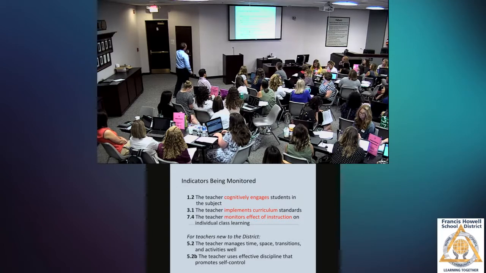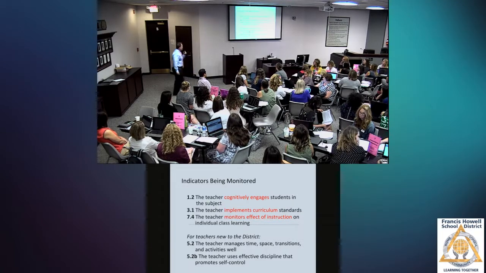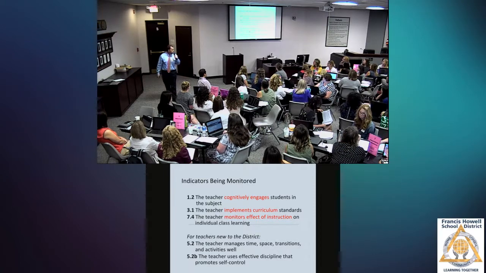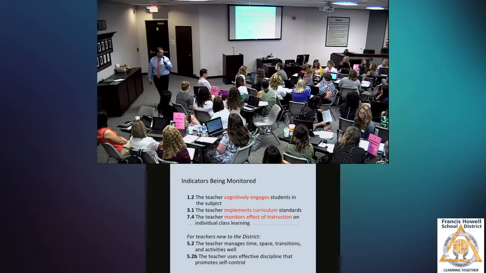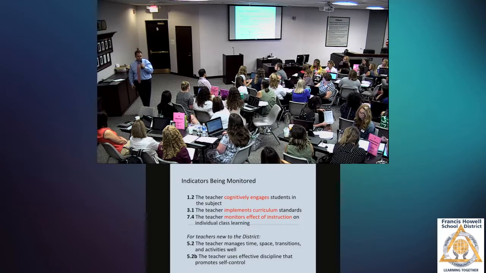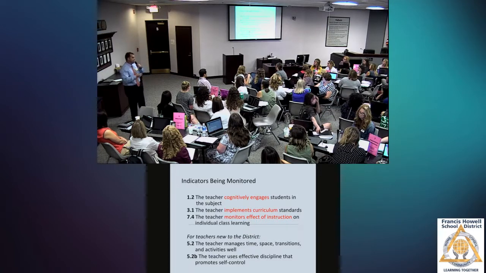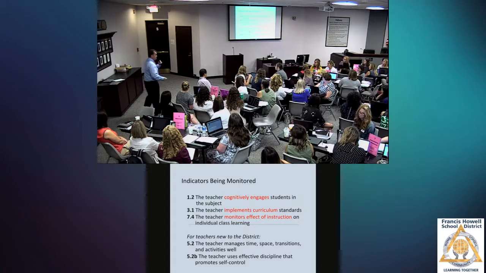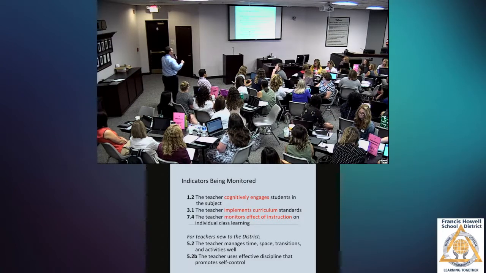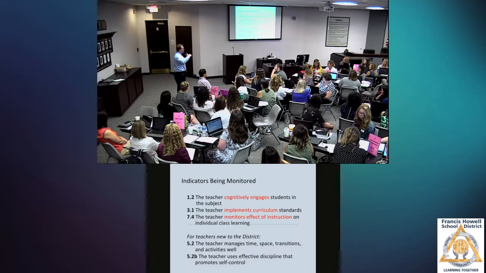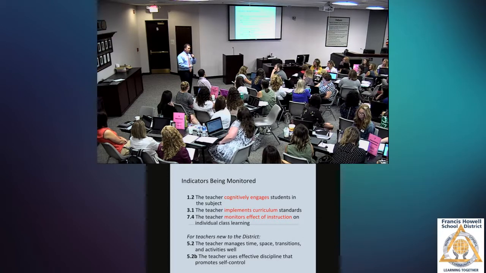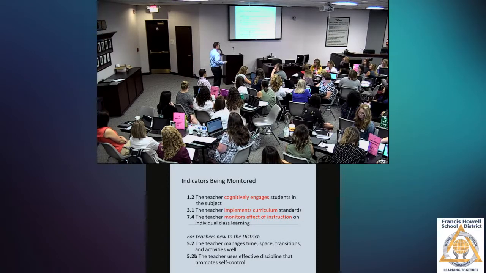So the indicators that are being monitored, we're going to just quickly take a look at those. 1.2, the teacher cognitively engages students in the subject. And so we're looking for kids that are actively learning. They are participating in the lessons as they unfold. They are not just that sit-and-get instruction, but they are a part of it. They are uncovering. They are solving problems within that classroom structure. So really looking for cognitive engagement.